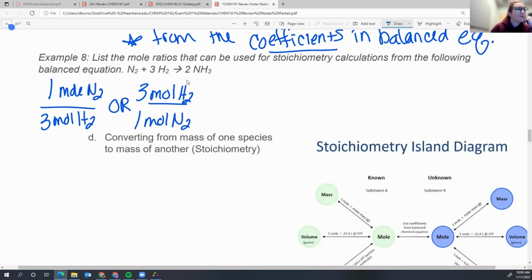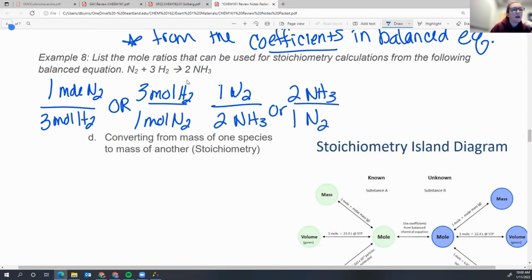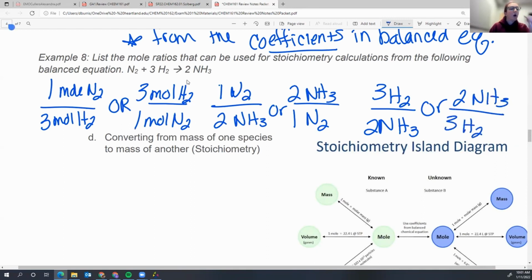Okay. You can do a reactant to a product. So I can also do that there's 1 N2 to every 2 NH3s. Or you can write it the other way, 2 NH3s to 1 mole of N2. And then your last ones, you can do 3 H2 to 2 NH3 or 2 NH3 to 3 H2. These are all of the ratios that you can pull from the equation. You just use whichever one you need to make your units work and to calculate your problem.